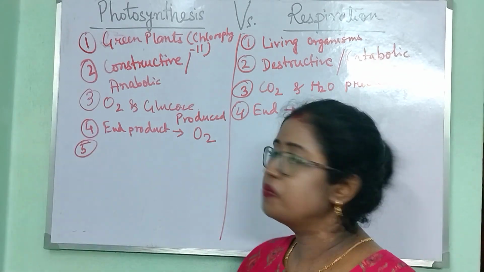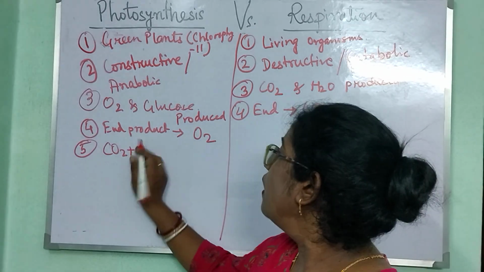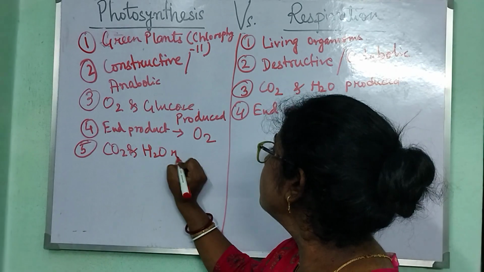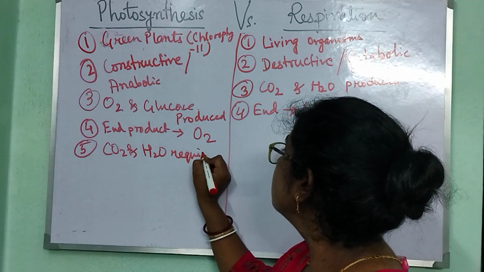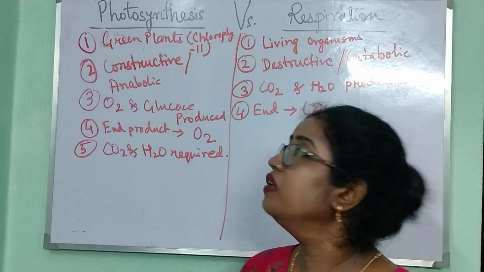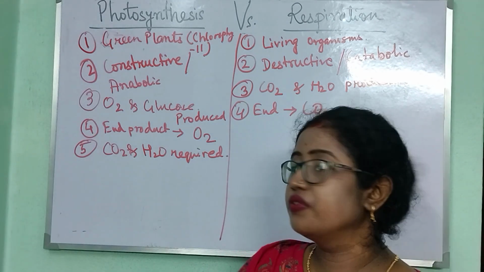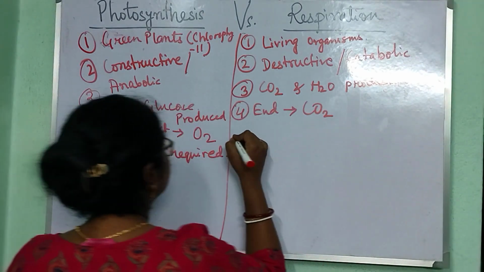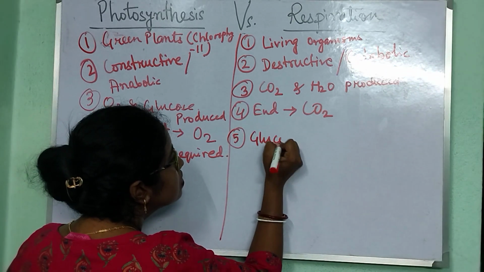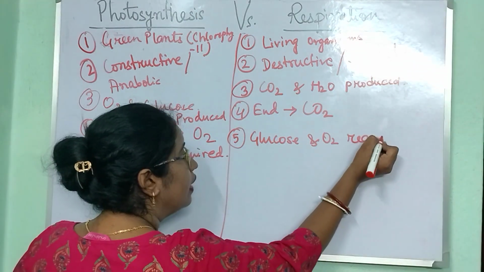In the photosynthesis process, carbon dioxide and water are required to continue the process, whereas in the respiration process, glucose and oxygen are required.